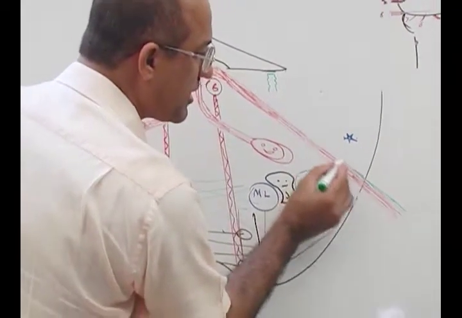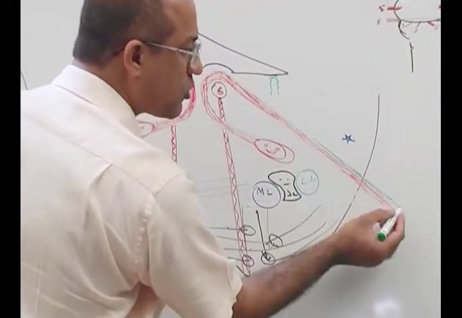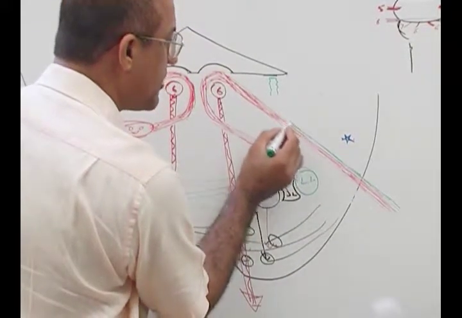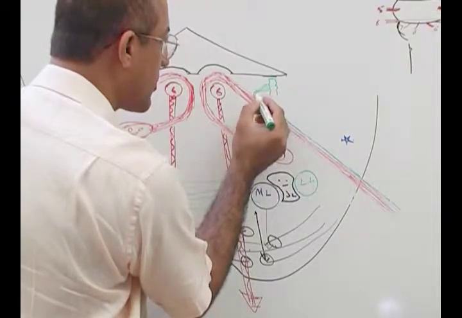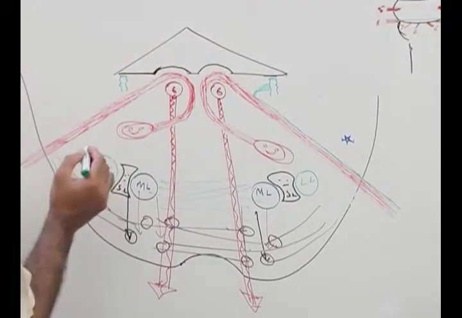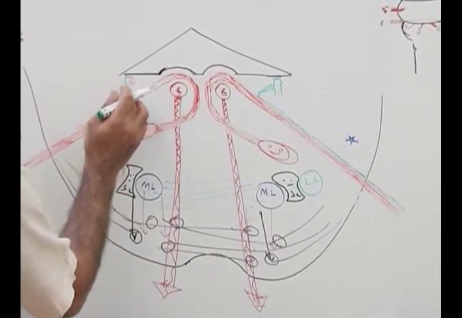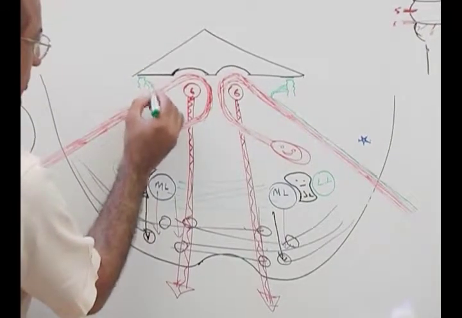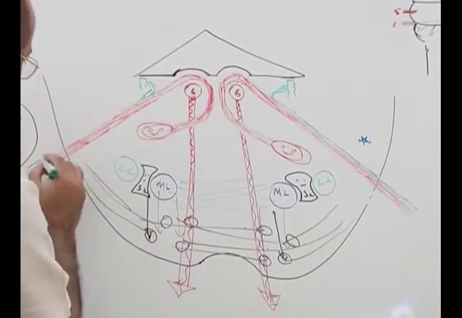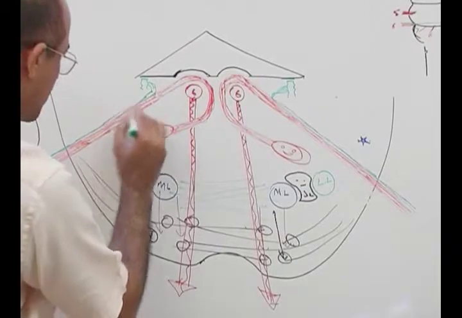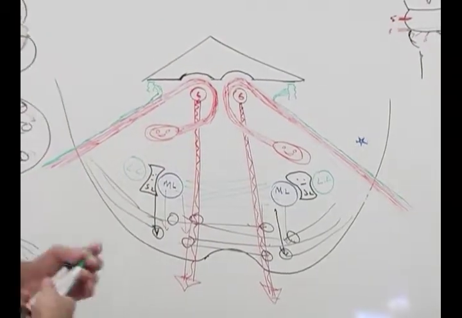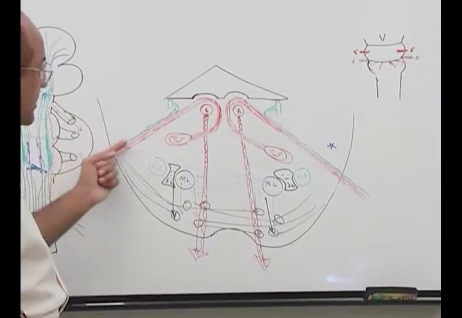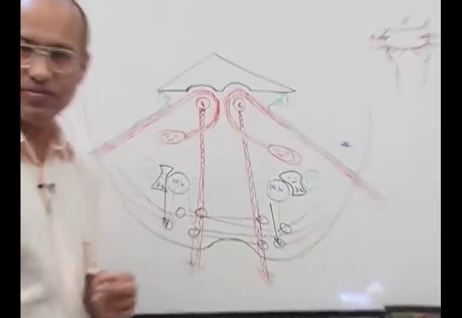Now what I am showing, taste fibers which are coming from the anterior 2/3 of the tongue through the 7th nerve, they terminate into, what is this? Nucleus of tractus solitarius. These are the taste fibers, which are sensory fibers, of course. These are special somatic afferent fibers. Is that right?